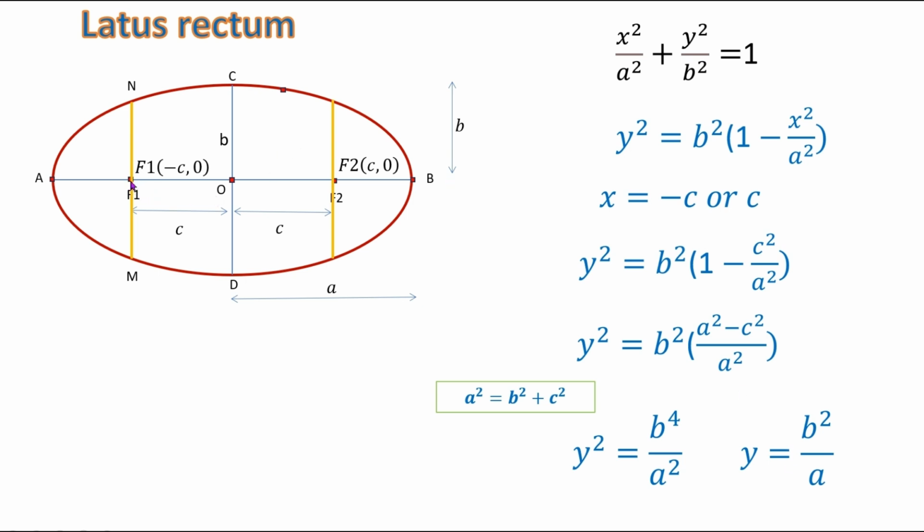So finally we got the length of y, that is from the x-axis to this point N. This is half of the distance. If you want the full distance MN, we need to double it. So finally the latus rectum length is 2b square by a, twice this length.